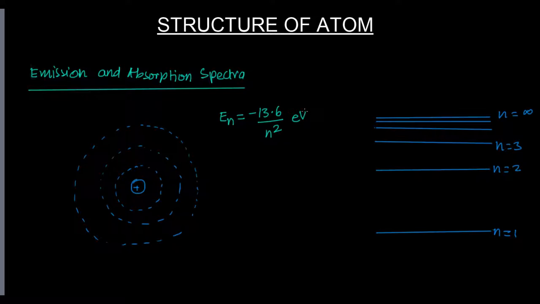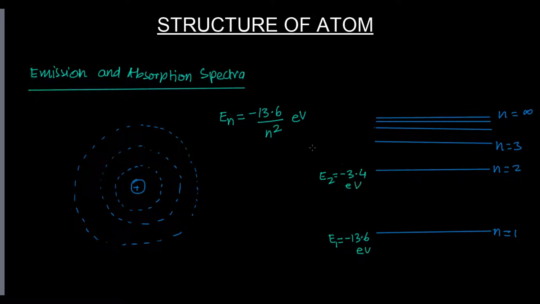The nth shell, where you'll put the value of n as 1, 2, 3, 4, starting from the closest. The closest will take the value n is equal to 1. So the closest has the energy, so I'm writing the energy level. This energy level E1 is equal to minus 13.6, and this is in electron volts. And the next one, E2, is nothing but minus 3.4. All these are in electron volts.